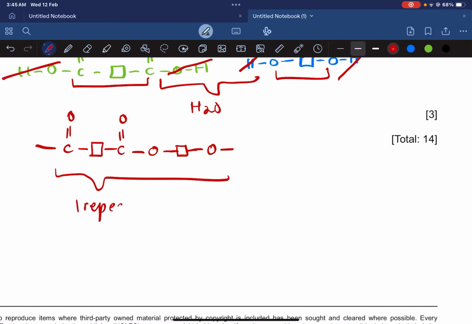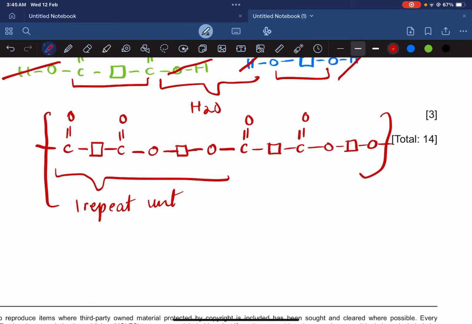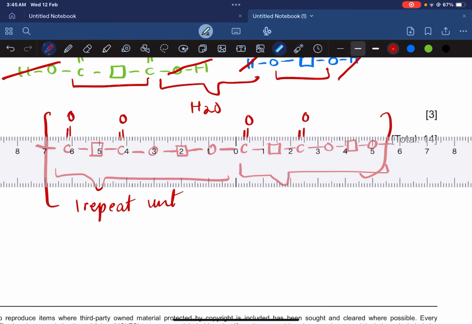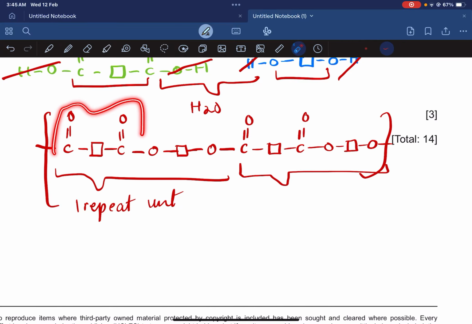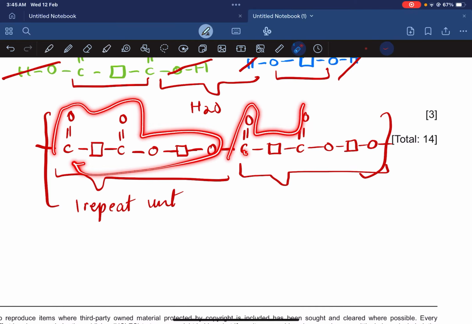You don't have to write it. I'm only writing for better understanding. Now we have to join it with the carboxylic part. This O with the C double bond O, C double bond O, O and O. So now we are done with 2 repeat units. This is the first repeat unit and this one right here is the second repeat unit. One repeat unit has 1 carboxylic and 1 ol part. The other repeat unit has 1 carboxylic and 1 ol part.